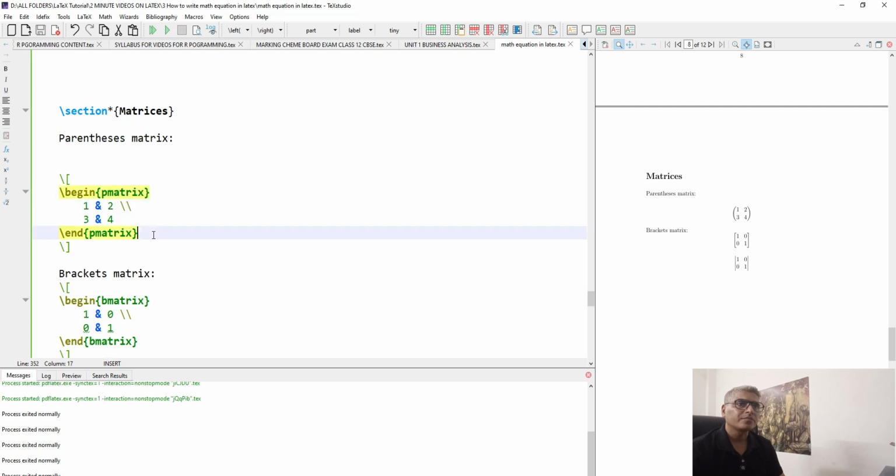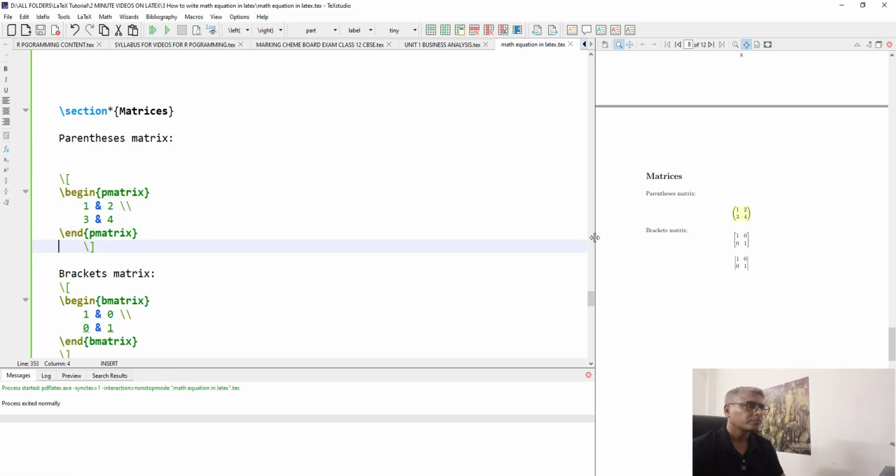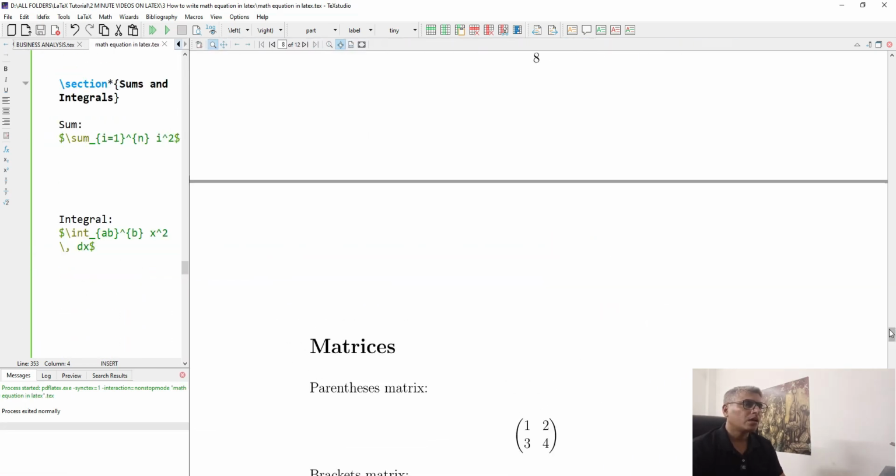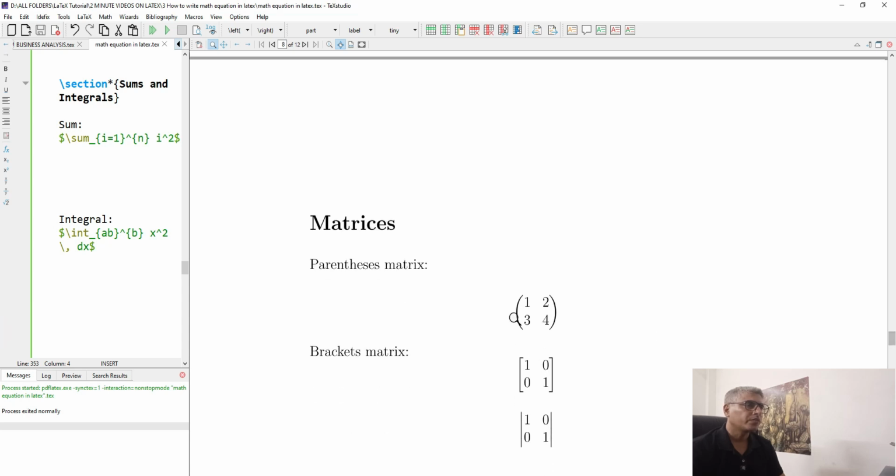Now let's see the output here. So this is our first output. Here we can see the matrix is written in a 2 by 2 form.